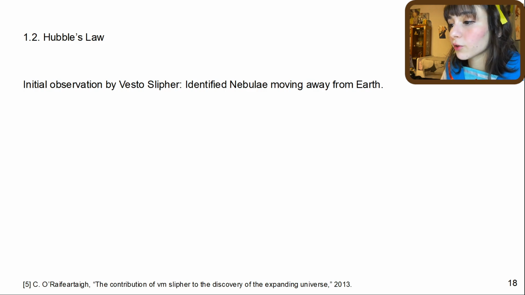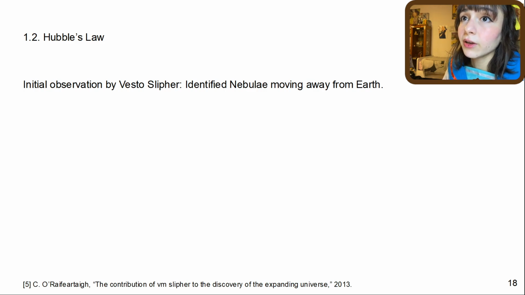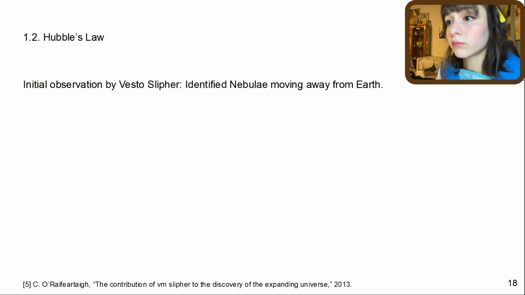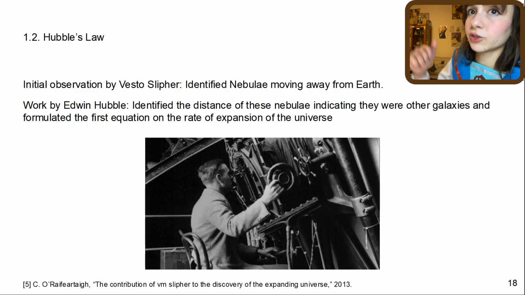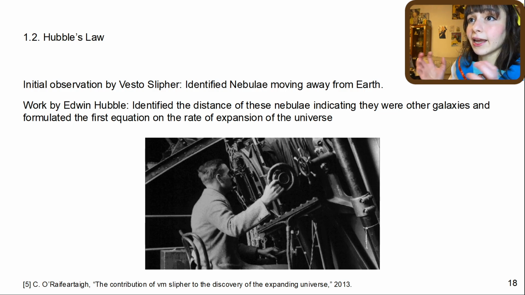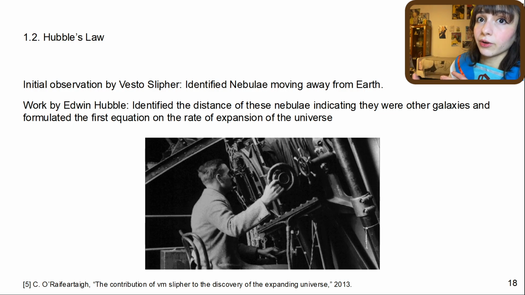There were some initial observations by the scientist Titius-Bode, where he identified a few nebulae moving away from Earth. Following these observations, we have the work by Edwin Hubble, who identified the distance of the nebulae, indicating that they were other galaxies. Following this, he also formulated the first equation for the rate of expansion of the universe.